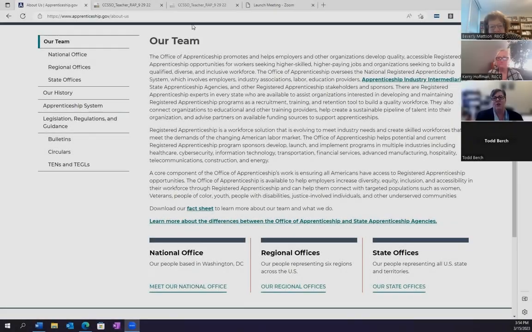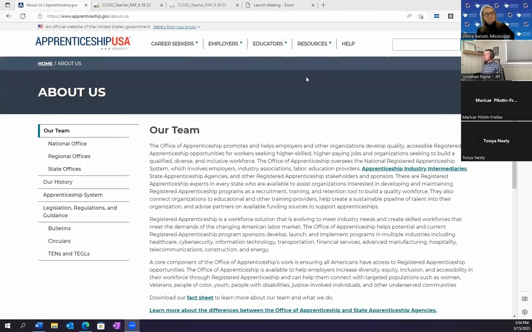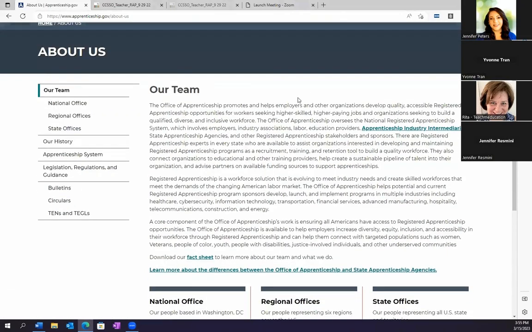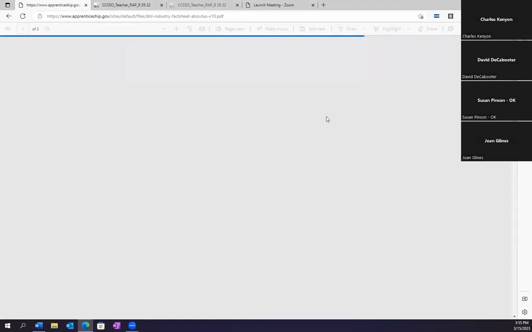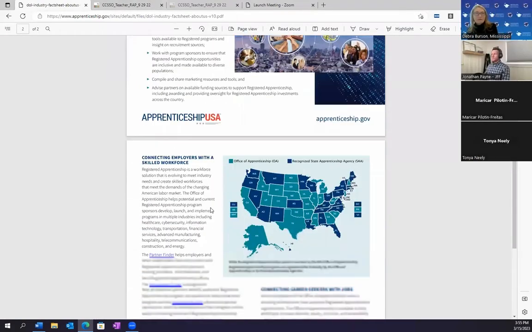What I wanted to show you is if you go to apprenticeship.gov, there's a section called About Us. And where you'll find it is under Resources, About Us. But what this is going to give you is a fact sheet about our team and what we do at different levels in our team. So let me just share that briefly with you. You can always print this out.